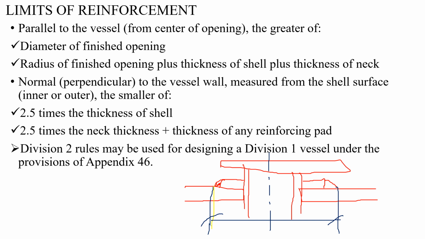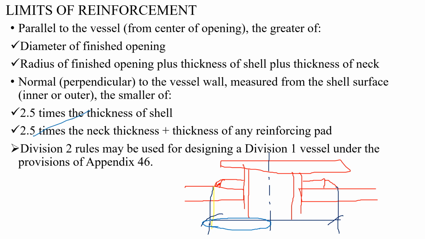So this value should not be more than the diameter of the finished opening, or the radius of the finished opening plus the shell thickness T plus the neck thickness of the nozzle. Whichever is the greater value, take this. So the greater value should not be exceeded by the reinforcement. This is what we call the limit of reinforcement.